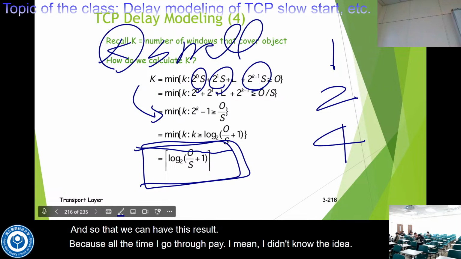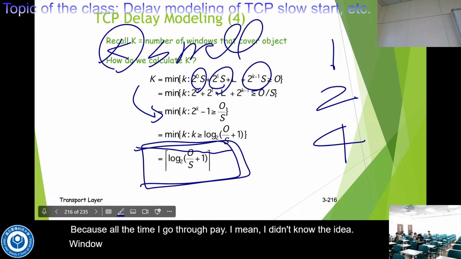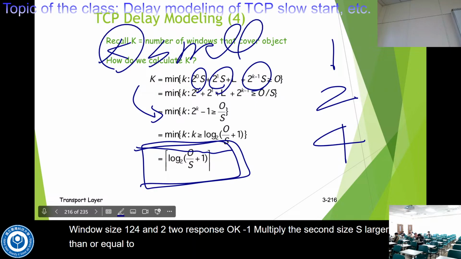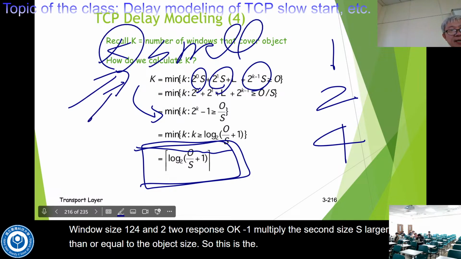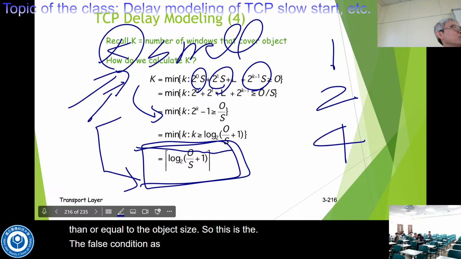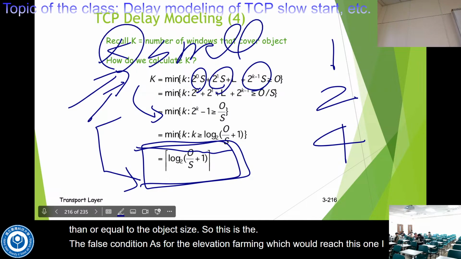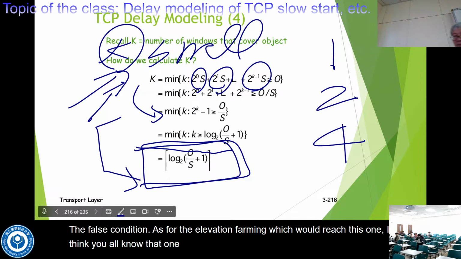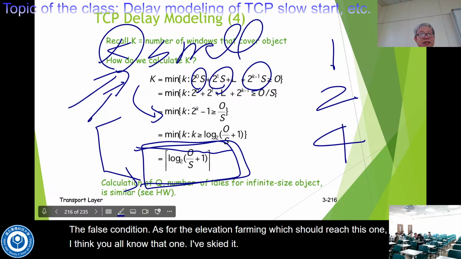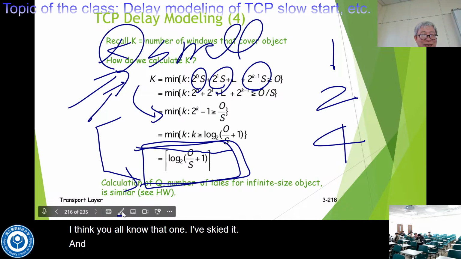Window size 1, 2, 4, up to 2 raised to the power of k minus 1, multiplied by the segment size S, should be larger than or equal to the object size. So this is the first condition. As for the derivation, finally we should reach this one. I think you all know that one, so I'll skip it. And because there is no time, I cannot ask you any questions.